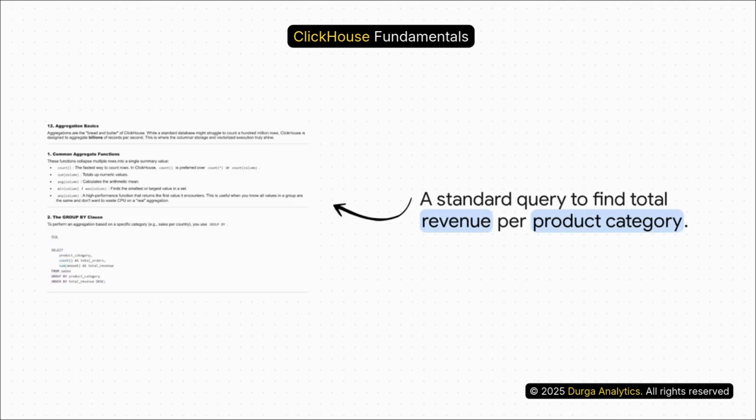And here's a perfect example. We're telling ClickHouse, hey, first, sort everything by product_category. Then, for each of those categories, we want you to do two things. Count the number of orders and sum up the total revenue. The result? A beautifully simple summary of sales broken down by category.